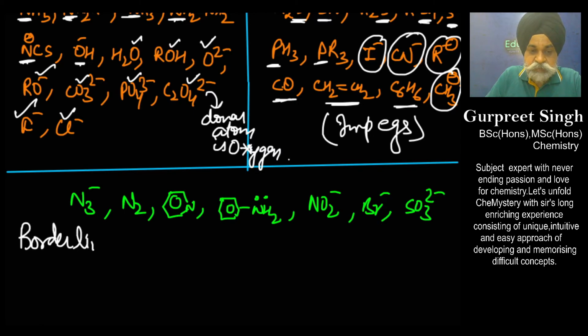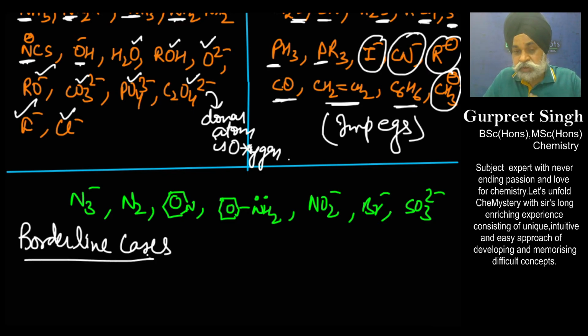Again, you have some borderline cases. People ask me about borderline cases, and a question could come: how is it defined which one is hard and which one is soft? Hard and soft basically depends upon the polarizability, as simple as that. If the cation is easily polarized, then it is soft, and if the anion is easily polarized, it is soft. If it is not polarized that way, or it has a good charge density and is not easily polarized by the anion, then it would be a hard cation. If it is easily polarized, then it would be a soft cation.